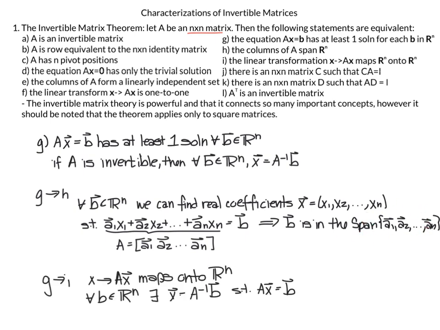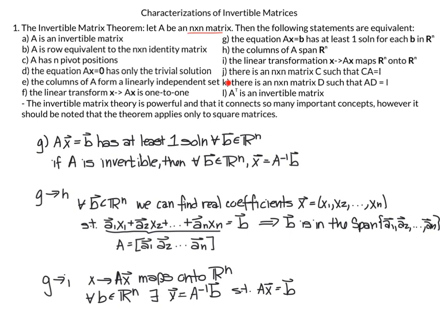So for this next one, that the linear transformation maps onto Rn, well, the definition of mapping onto Rn means you can find an x that will map to every vector b in Rn. So for all b in Rn, there exists an x equal to A inverse b, and we know there's an A inverse because A is invertible, such that Ax equals b. So that's the definition of onto.